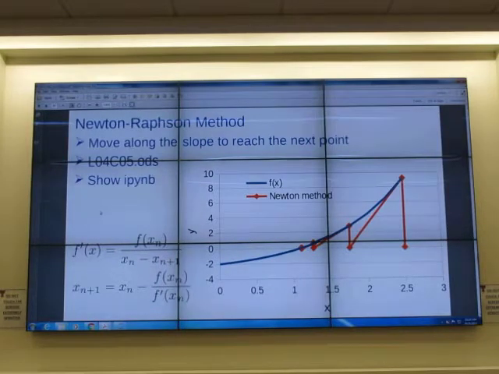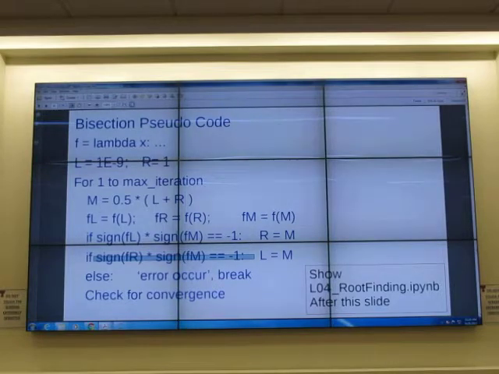Let's take a look. That's done, and we will show more in the notebook, and you will see the full code. Right now you just need to know that we divide it in half and we compare the function values. If there's a change in sign, then we are done. Good?